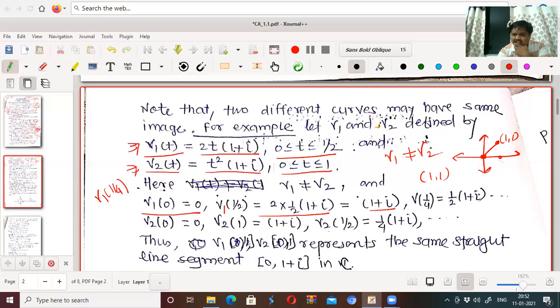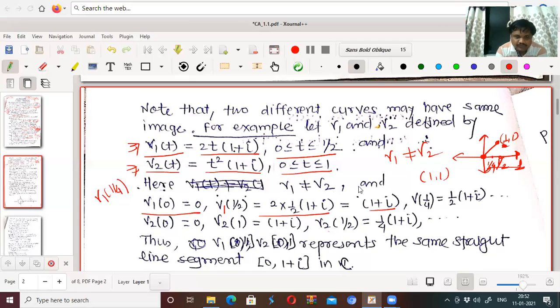Suppose I take this as 1 by 2, then this becomes 1 by 4. This is 0 to 1 by 2. This point is 1 by 2 comma 1. Note, x coordinate is 1 by 2, y coordinate is, sorry, 1 comma 1 is there. So if I find the image of gamma 1 on this interval 0 to 1 by 2, we get a straight line.